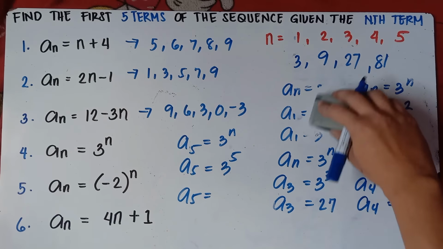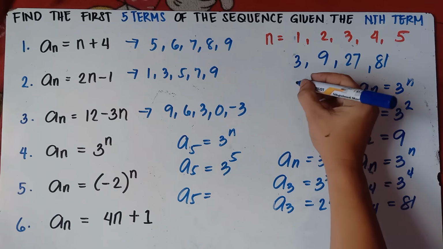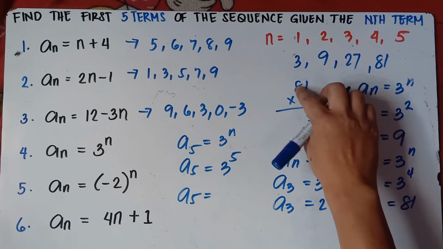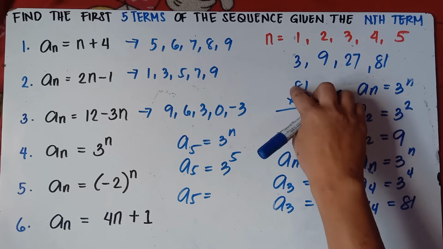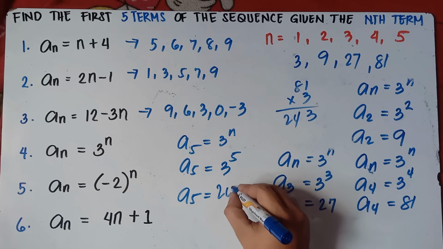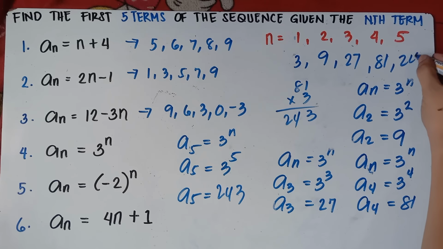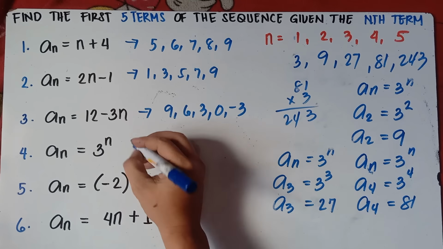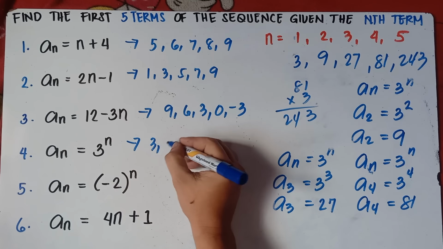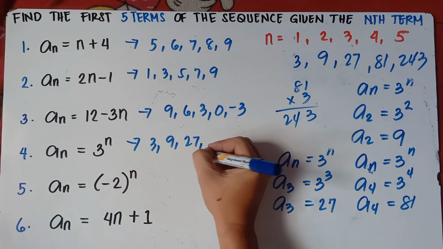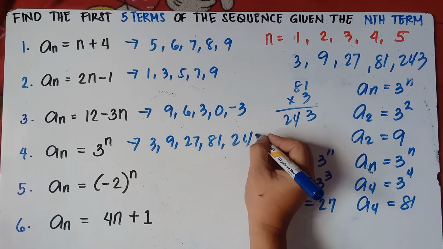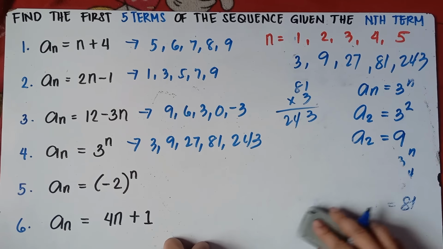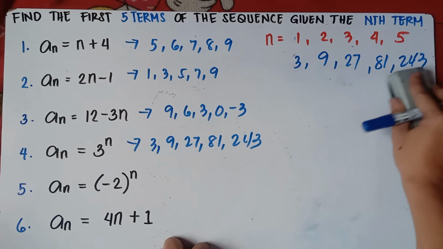So let me erase this one here. So 81 times 3. 3 times 1 is 3, 3 times 8 is 24, 243. So this will be 243. Alright, so that's it for number 4. We have 3, 9, 27, 81, and 243. Alright, let's try the last example, number 5, and then you try to answer number 6, class.